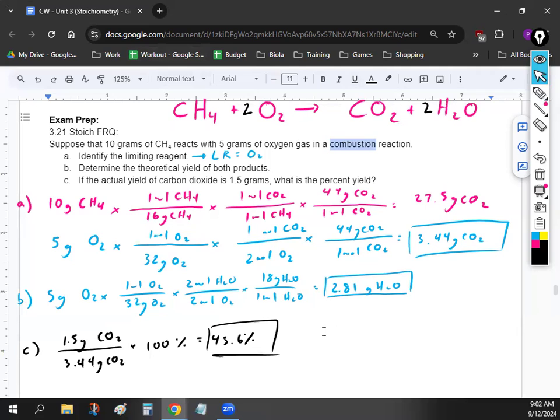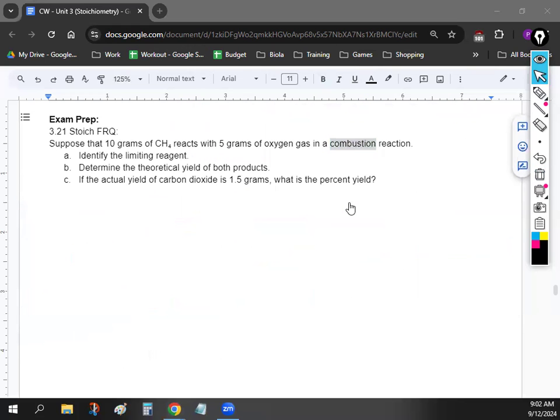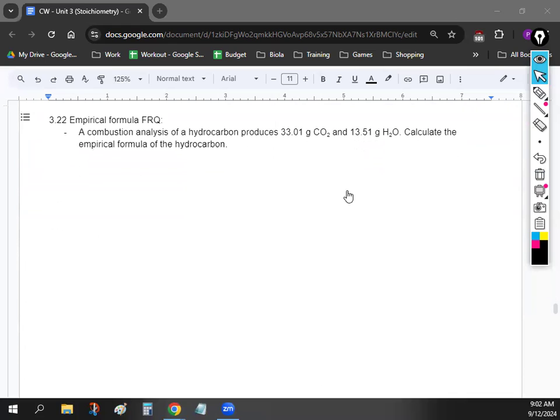Okay, so let's move on to the next problem, 3.22. That's the one that I want to spend a bit of time on because it has to do with empirical formula. So it's not anything that's completely new, but it's in a format that'll be a little bit different for you guys, okay? And you will have a question like this on your test, okay? All right, so we have an empirical formula. Here it tells us a combustion analysis of a hydrocarbon produces 33.01 grams CO2 and 13.51 grams of H2O. Calculate the empirical formula of the hydrocarbon.